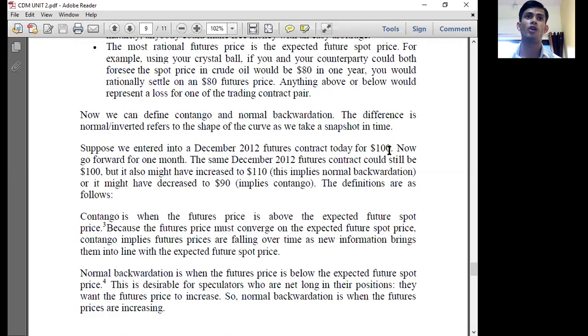Now go forward by 1 month. The same December 2012 futures contract could still be $100, but might it have to increase to $110? Is that right? No, it is wrong, because the futures contract should remain at 100. If you have a $10 increase, that is your expenditure and maybe future profit for that. If there is a decrease, then also there is a loss for the buyer.